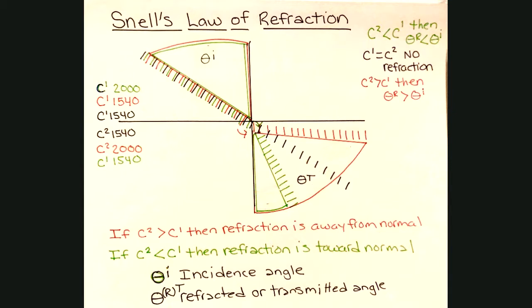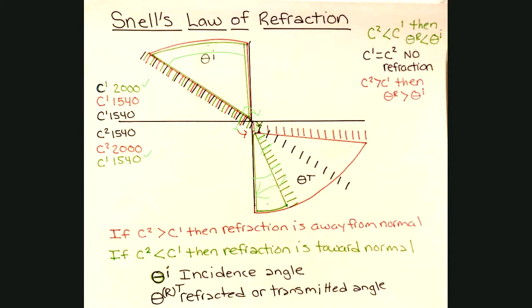And then the opposite is true. If you have a propagation speed where propagation speed 1 is faster than propagation speed 2, by the time this beam hits, this side here is hitting something slower than this side. So the beam is going to travel faster on this end, and the refracted beam is going to be towards normal in this direction. And the refracted angle, which is this angle here, is smaller than the incident angle.